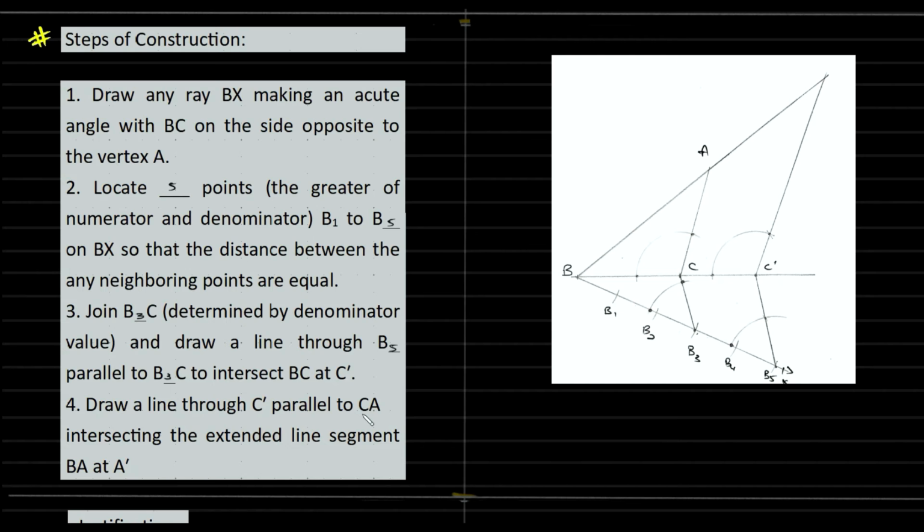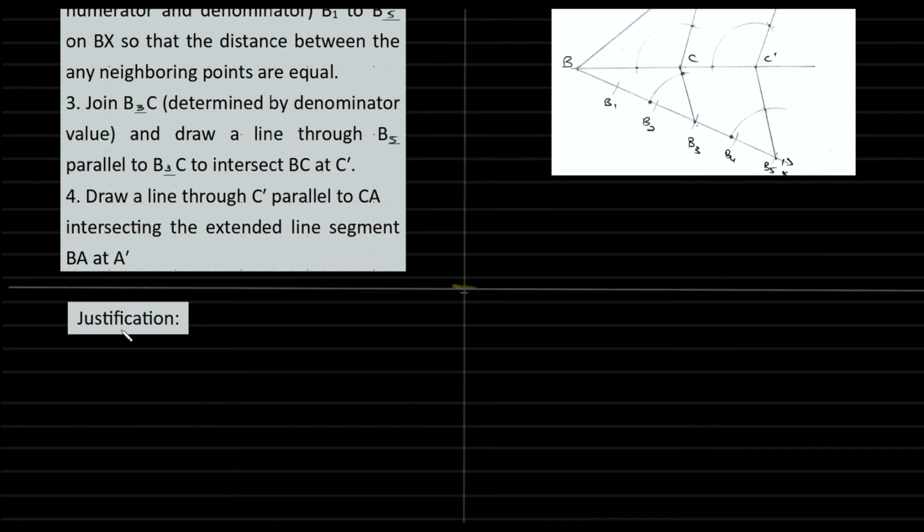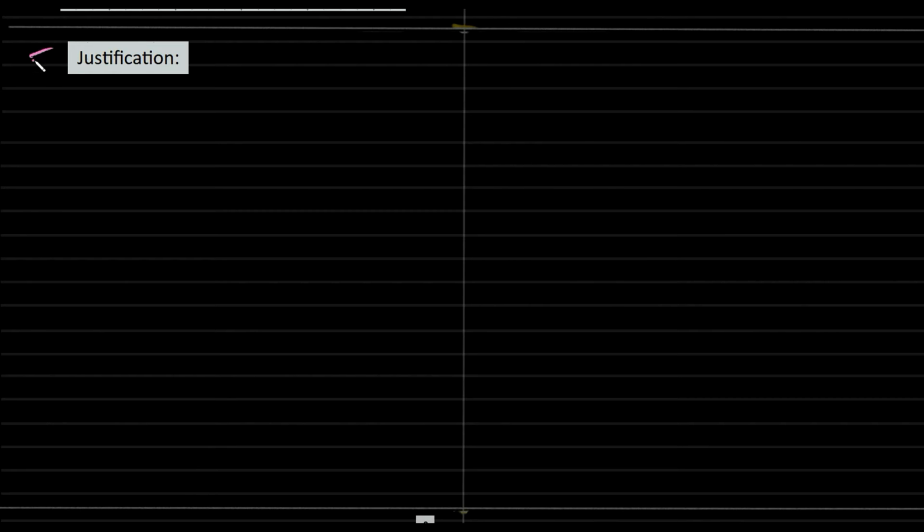Draw a line through C dash parallel to CA, intersecting the extended line segment BA at A dash. That would be your A dash. So in terms of discussion, to be frank, it's not that hard. In terms of drawing a parallel line, it takes time. So that is the one which you have to be careful with. Please understand how to draw a parallel line, only then it will make sense. If not, you're not going to do this topic well. So learn to draw the parallel line, everything else is okay.